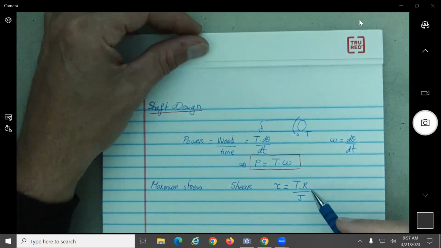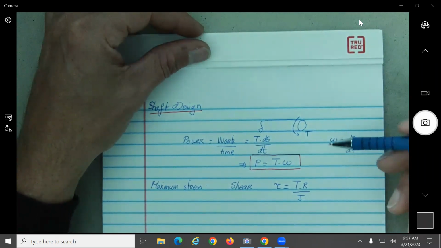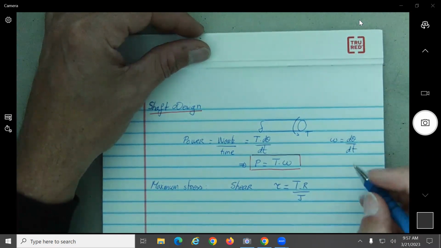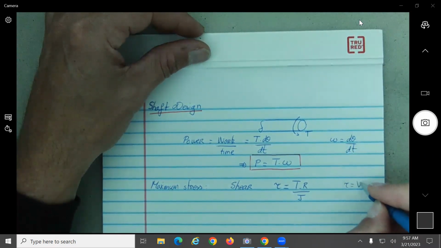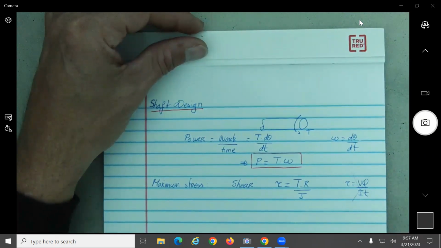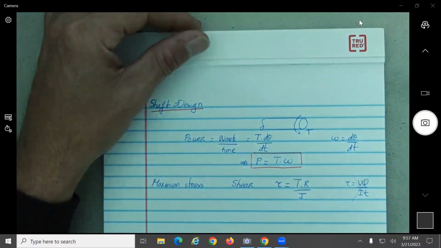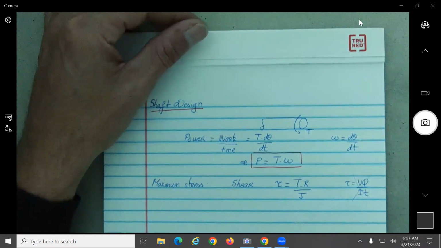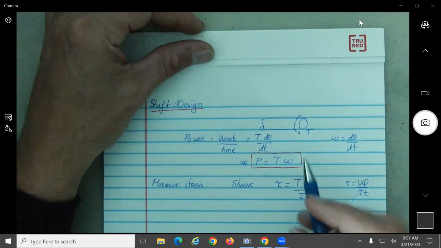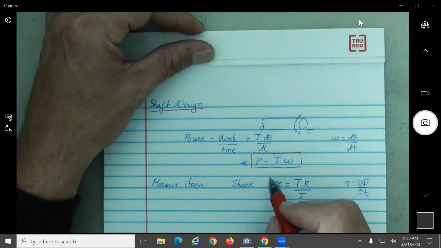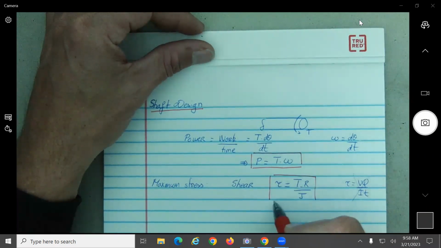But this will be different than if you have shear due to a vertical force. Now, with a vertical force, tau is equal to what? VQ over IT, no? But again, this is not for torque. This is just for a vertical force, for shear force. All right? So I think these are the two basic equations. Maybe we did one extra one.